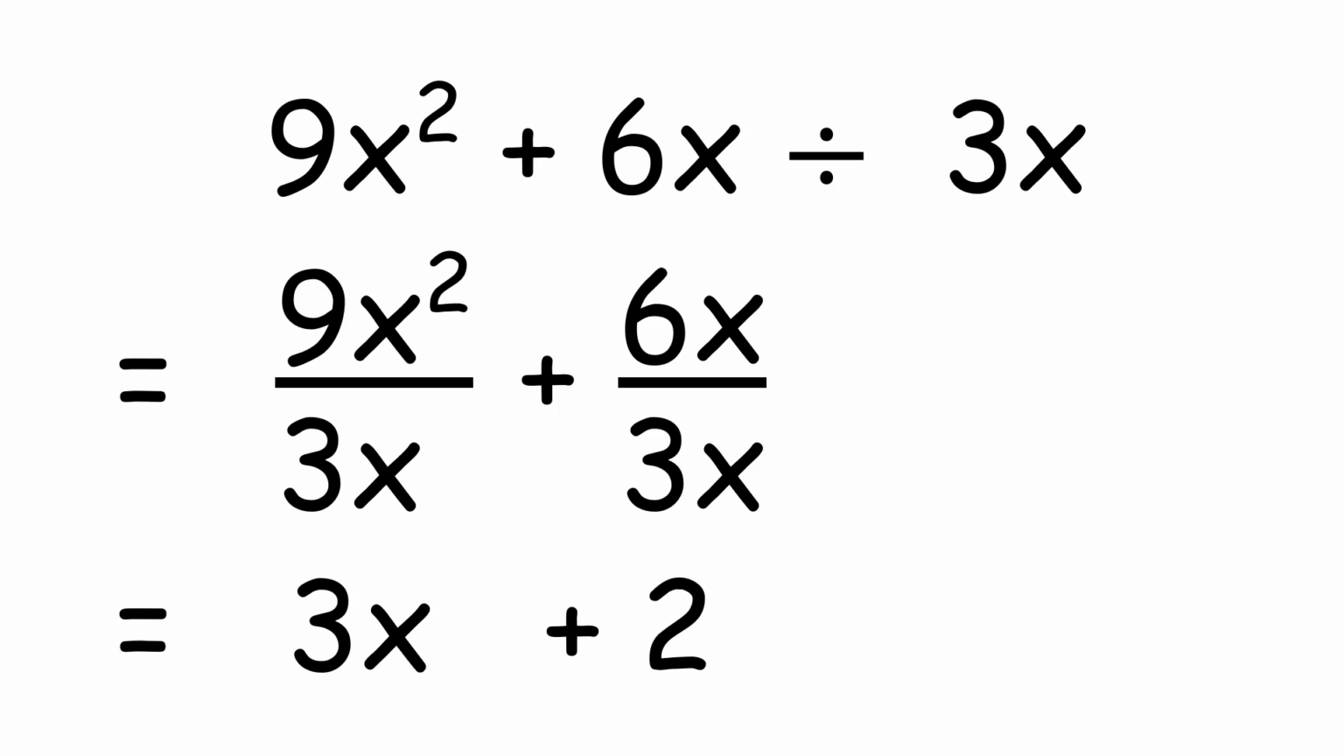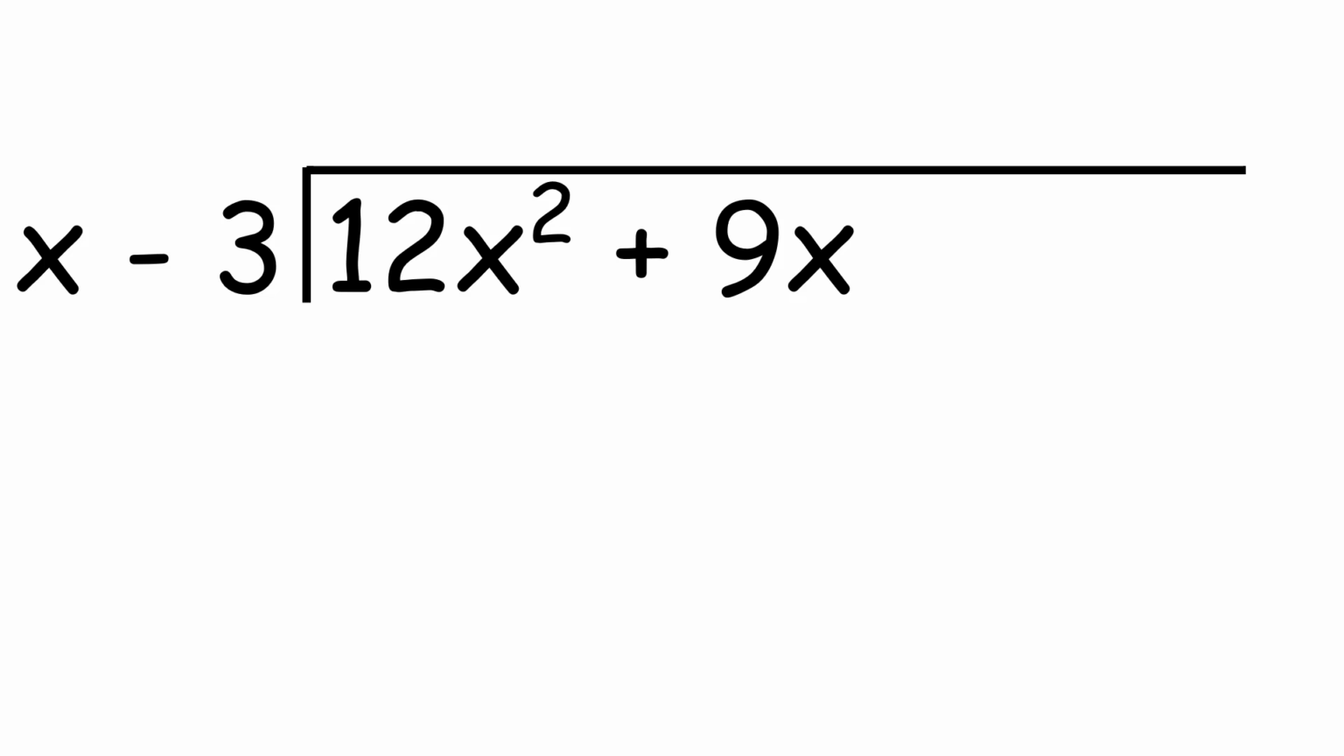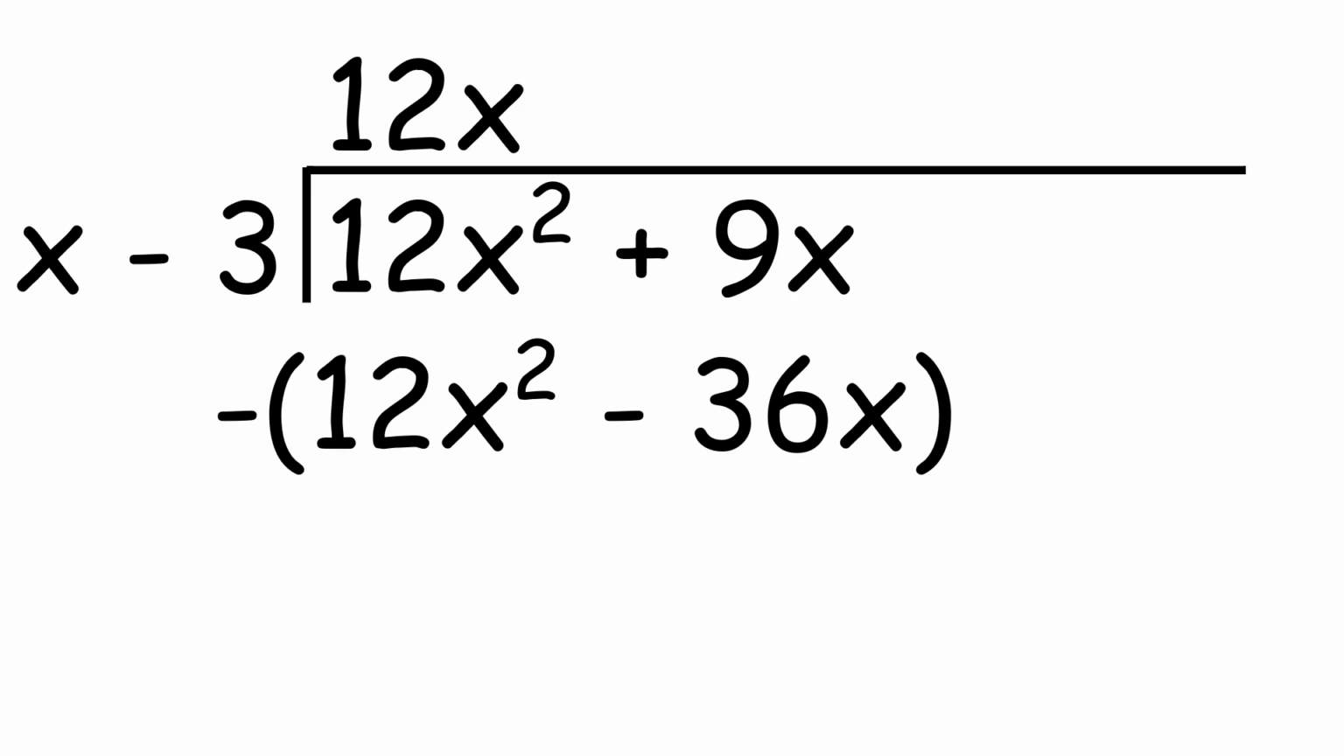To divide more complex polynomials, we need to use long division. So for example, let's divide 12x squared plus 9x by x minus 3. We start with the highest order terms. x goes into 12x squared 12x times. So we multiply that through the divisor and subtract.